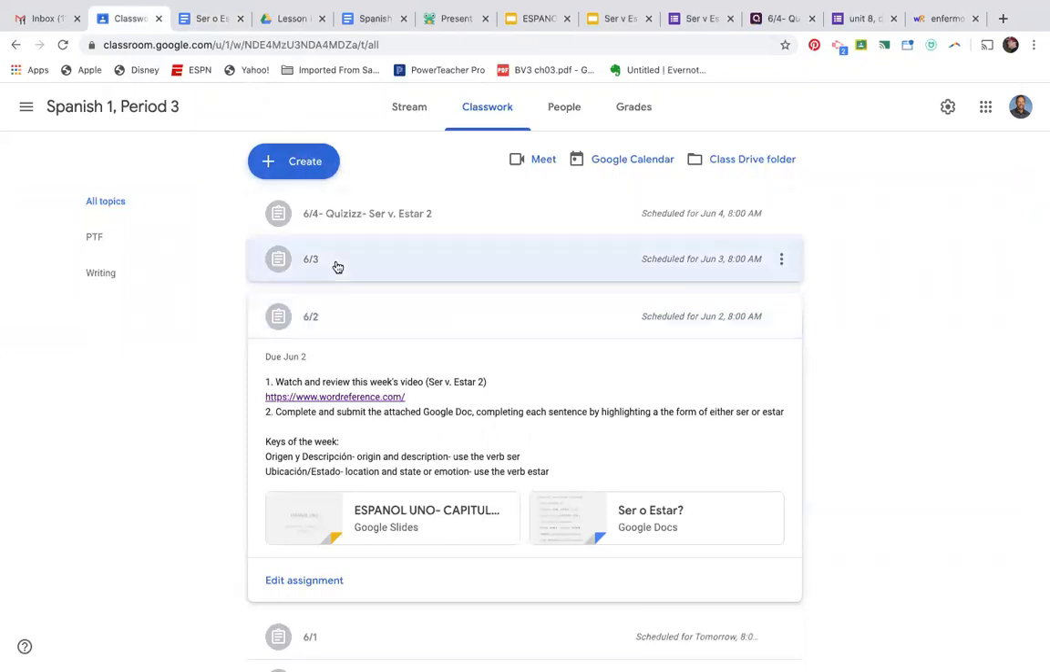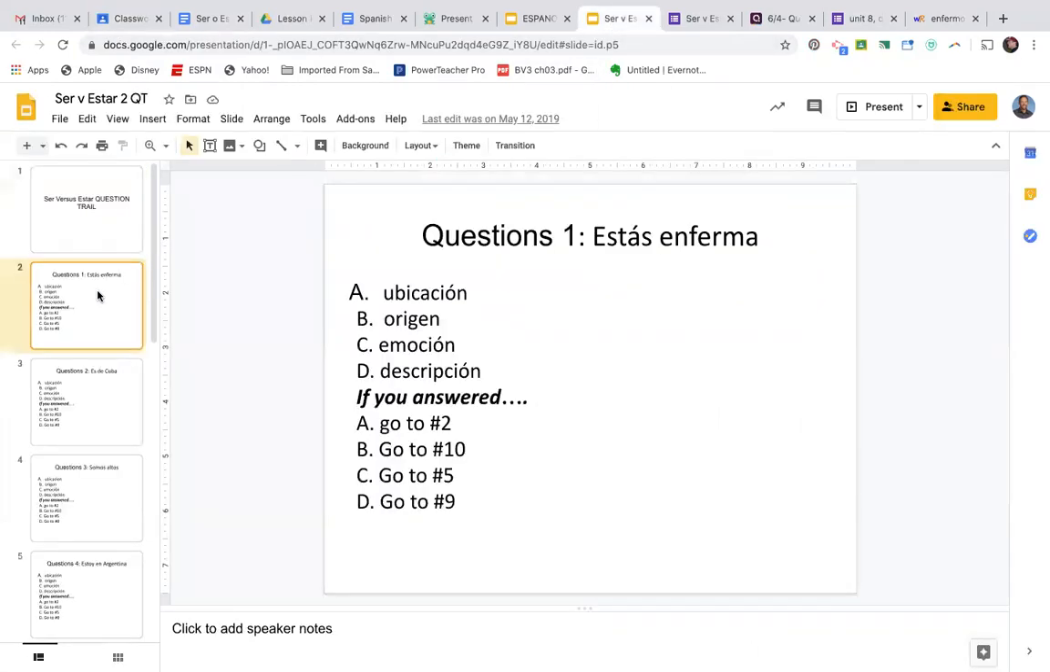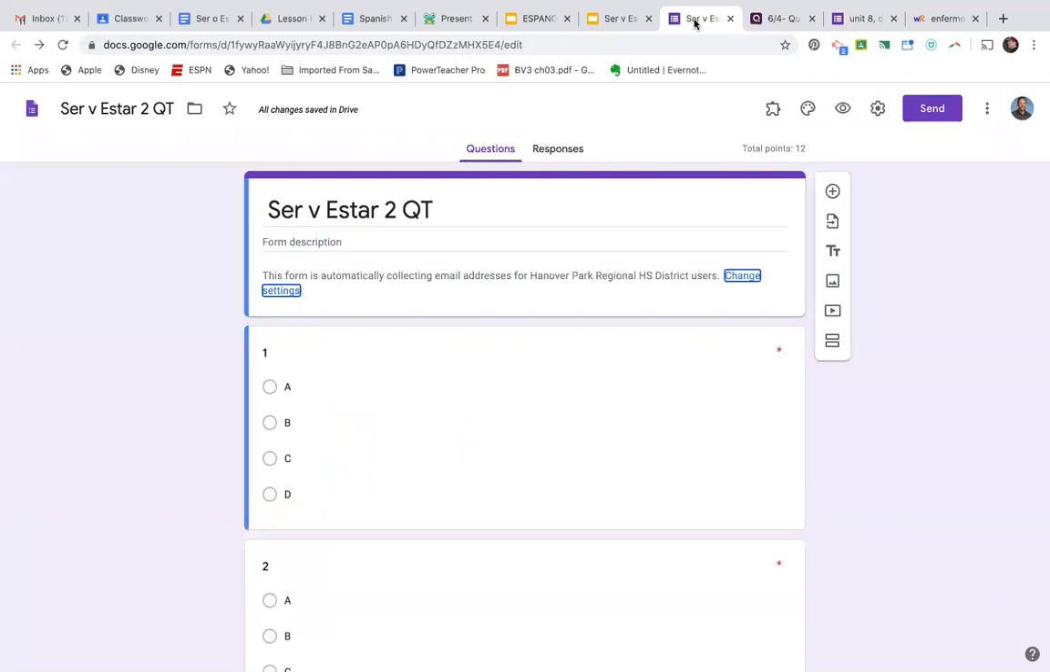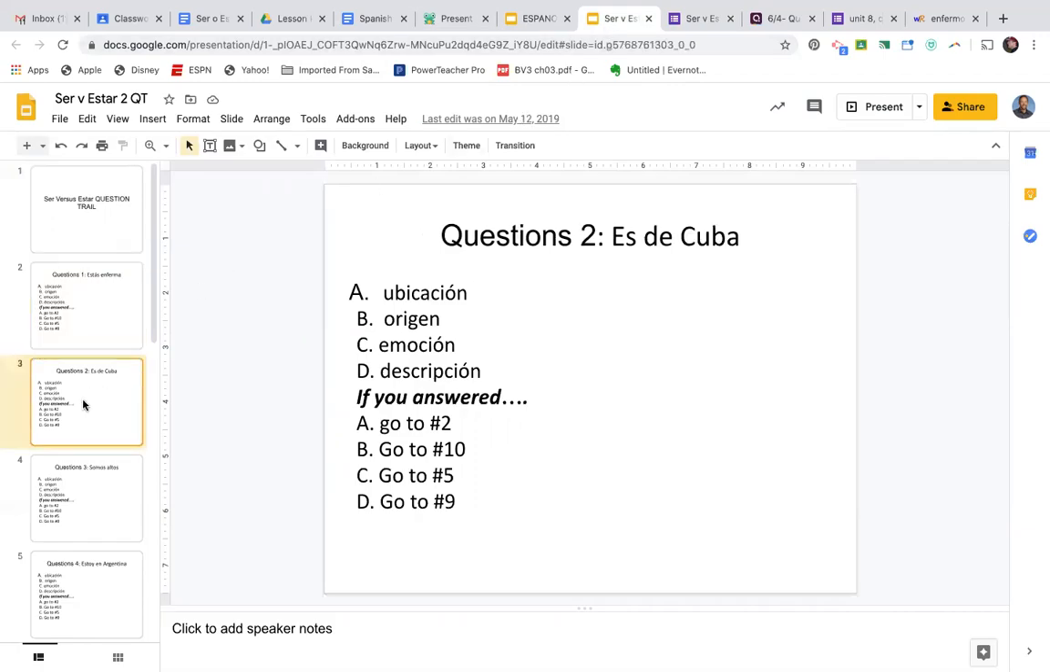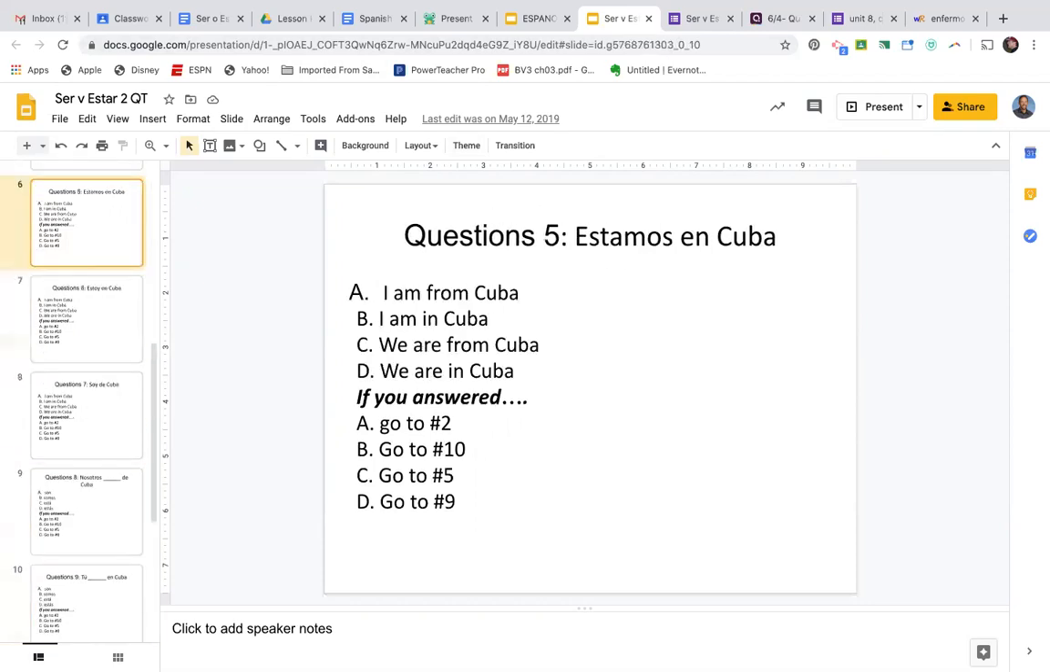Now, if we go to the 3rd, we will see a question trail, which you're going to be focusing on, we worked on this week. You're given a phrase or a sentence. Does it indicate location, origin, emotion, or description? Enferma. We know enferma as sick. That's an emotion. So go on to the corresponding Google form that I've posted and select your answer. There are 12 of those questions. That is for Wednesday, June the 3rd. All the way down as you can see there.